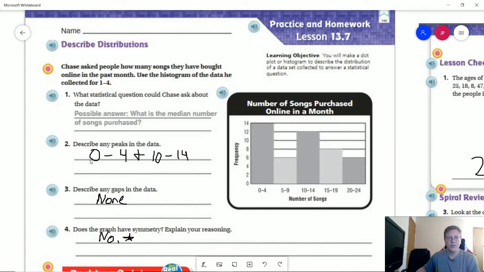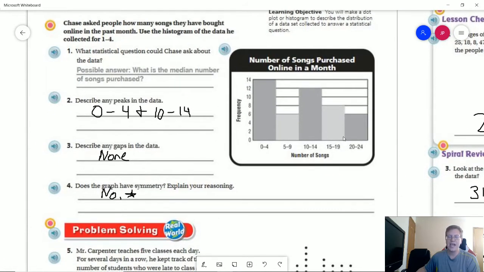Number 2, we want to go ahead and say that our peaks are going to be from 0 to 4 and 10 to 14. For number 3, we do not have any gaps in the data, which is going to influence our answer for number 4.